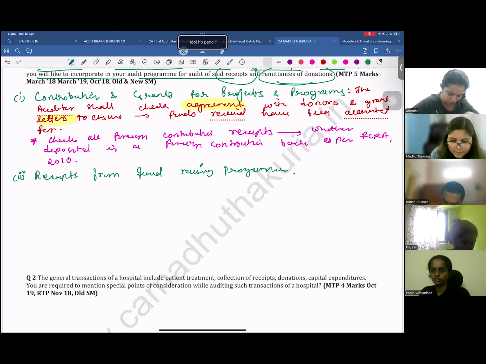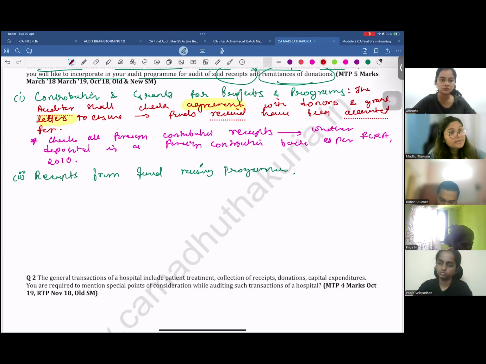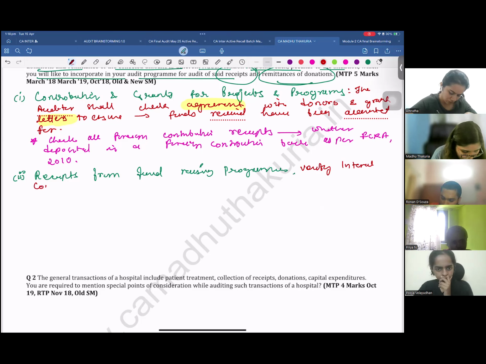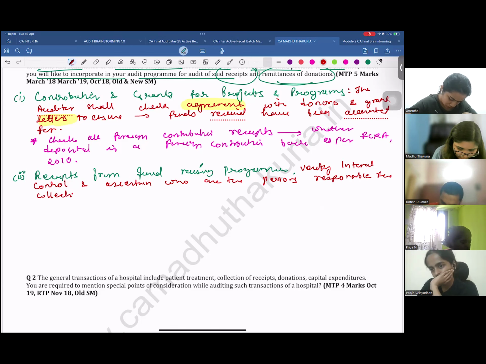What will you check? Fundraising programs are a very frequent thing that they do again and again, right? So, for that, you have to check the internal control system of the entity. Verify internal controls and ascertain who are the persons responsible for collection of fund and what is the mode of receipt.